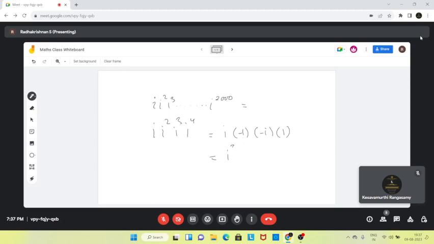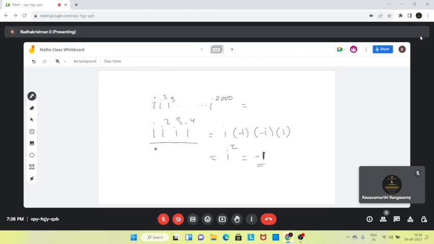Sir, it can be i to the power of the summation up to 2000, sir. Your approach is correct. If we take the first 4 terms and take their product, you get minus 1, not 1. Be careful: i into minus 1 into minus i into 1. The sum of the powers is 0, but the product is minus 1.